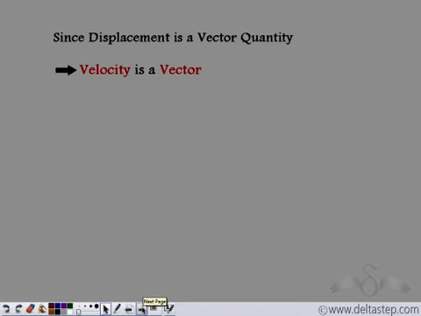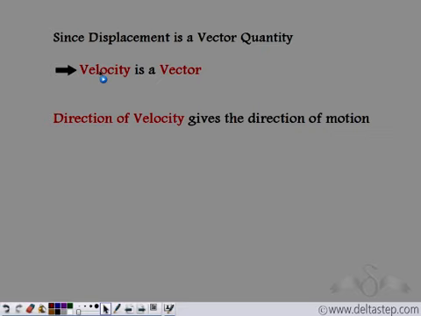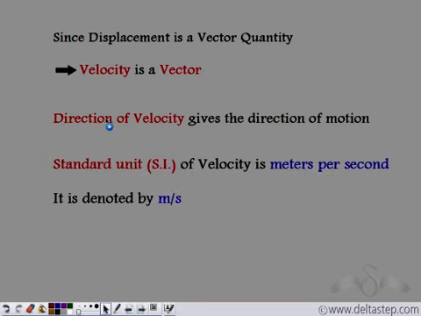Now since displacement is a vector quantity and velocity depends on displacement, velocity is a vector quantity. The direction of velocity gives the direction of motion. So if we say that the velocity is in the east direction, that means the direction of motion is towards east. The standard unit for measuring velocity is meters per second, and it is denoted by m/s.